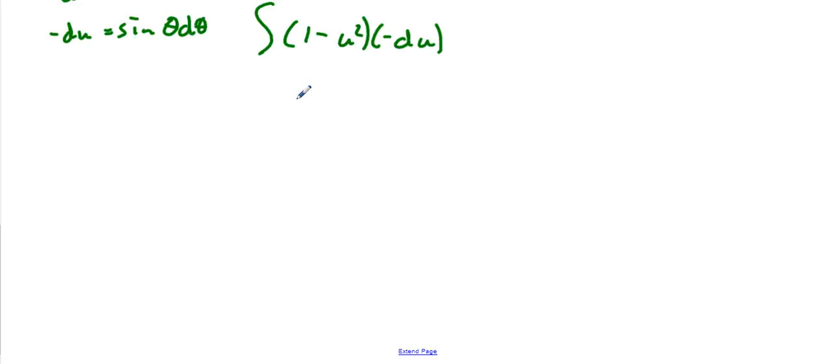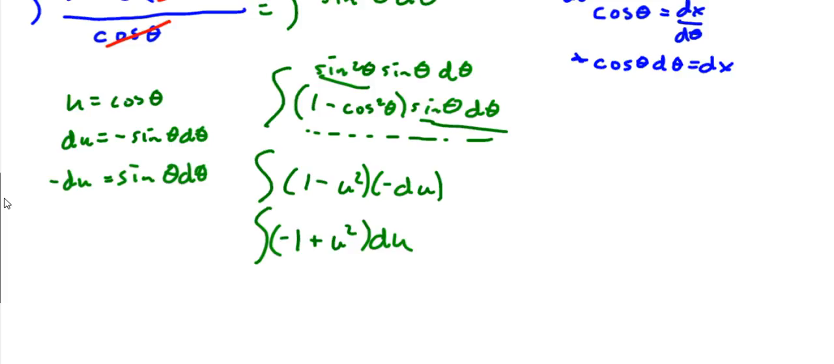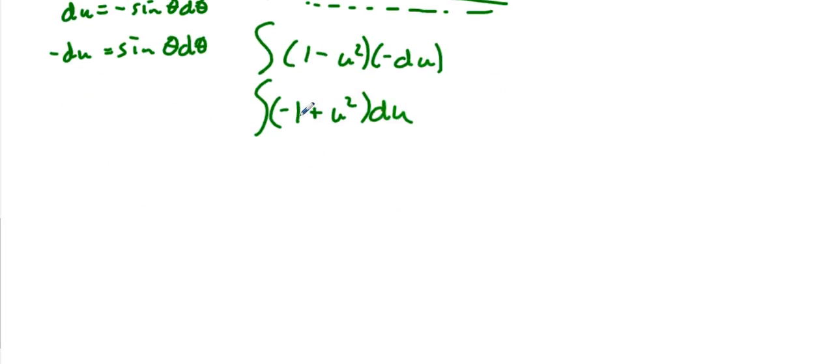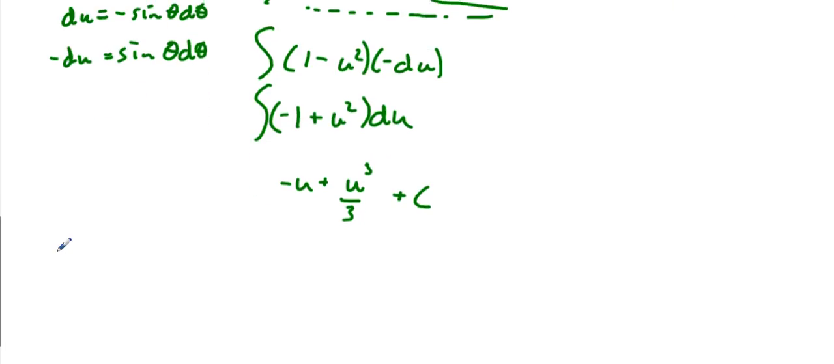And now we're going to simplify this a little bit farther. Distribute this through. So we have negative 1 plus u squared, and that's going to be times du. I think I did everything right. Now let's take our integral. What's the integral of 1 with respect to u? That's going to be negative u. This one right here is going to turn into u cubed over 3. And don't forget our c. Well, what is u? u is actually cosine. So we have negative cosine of theta plus cosine cubed theta all over 3 plus c.